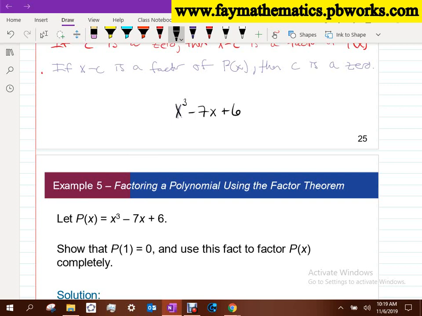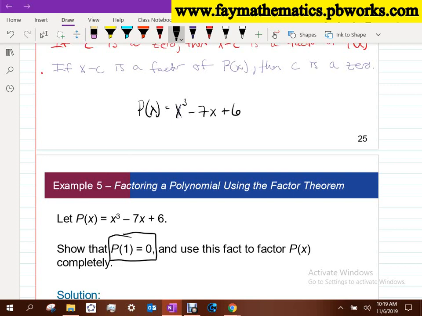Right now, we don't know how to get the ball rolling, so what they will do is they will tell you to try some value first. Okay? So right here, they're trying to see if P of 1 will work. So they say, show that P of 1 equals 0. Well, that means I can either put 1 in here and evaluate, or I can do synthetic division.